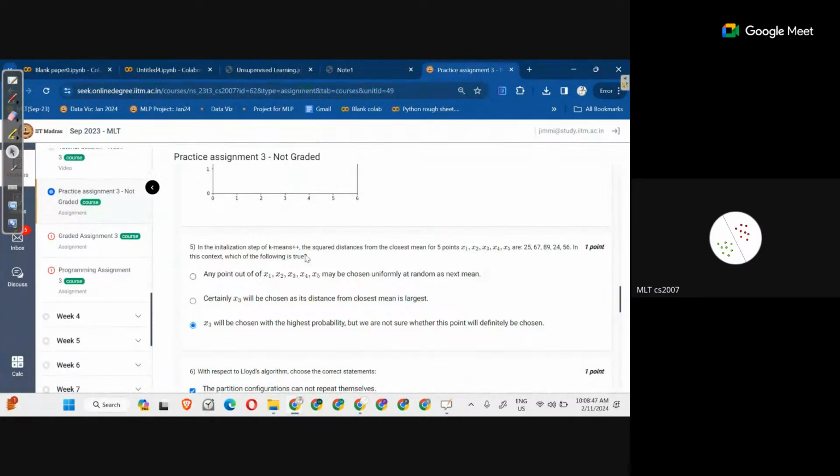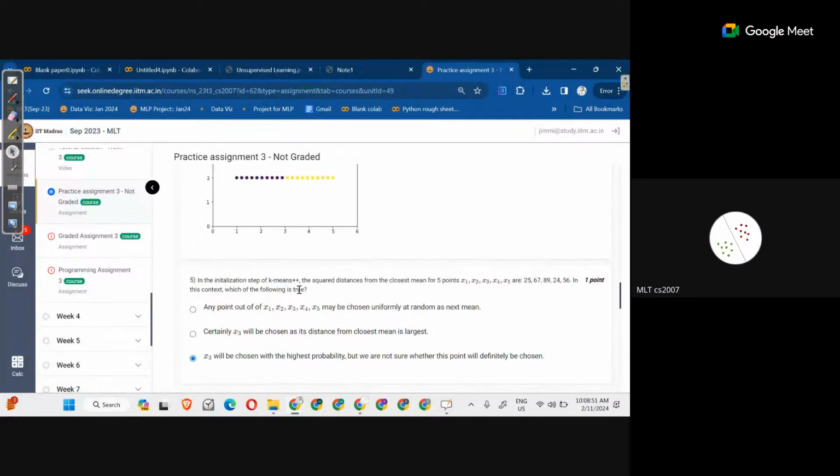So we know that it is proportional to the square of distance. So obviously, it is the point where the distance is maximum. So this is the point, 89. So x3 will be chosen, which is nothing but among x1, x2 and x3. x3 will be chosen with the highest probability, but we are not sure whether this point will definitely be chosen. So why are we saying this?